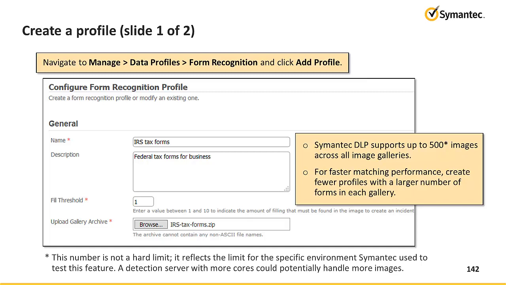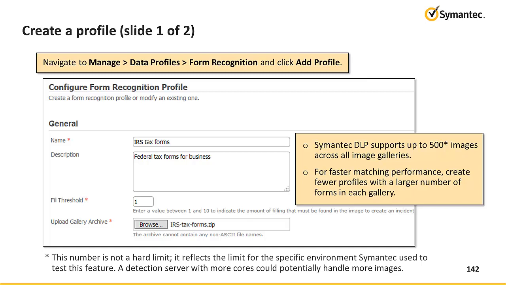For faster matching performance, create fewer profiles with a larger number of forms in each gallery. For instance, creating a single profile that includes a gallery of 100 PDF files results in 5 times faster detection speed than having 5 profiles with 20 PDFs in each profile's gallery. The high-level steps for creating a form recognition profile are as follows. Step 1. In the Enforce Administration console, navigate to Manage, Data Profiles, Form Recognition, and then click Add Profile. Second, give the profile a name and, if desired, a description.